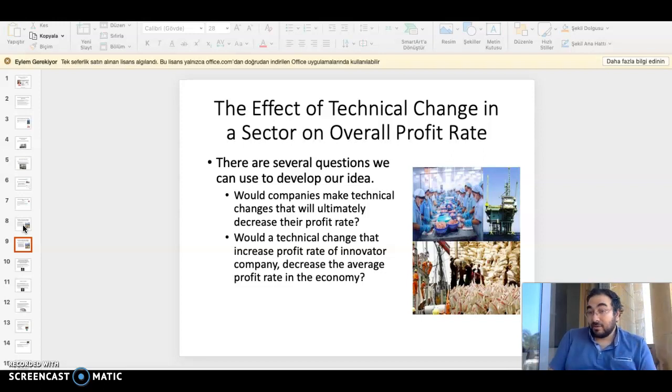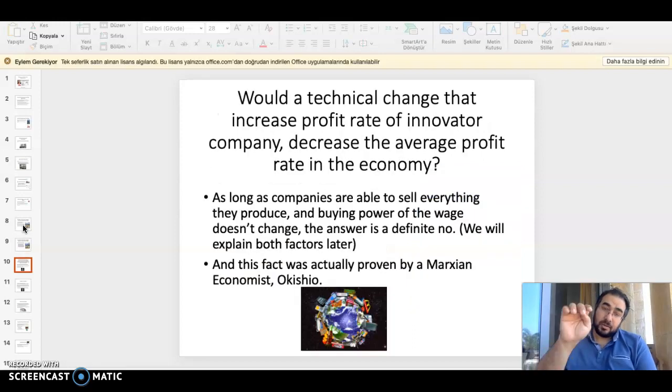We discussed whether this is a possibility. Of course, we have not said this is the case. Well, is this possible? The answer is no, and this no is proven by a Marxian economist, not a different economist. Marxian economist called Okishio, a Japanese economist, by the way, and he says this. Well, there are two different conditions, the important conditions. As long as companies are able to sell everything they produce, so they should not have anything left. As long as buying power of wage doesn't change, so the wage should be able to buy exactly the same amount of consumer products. Well, the answer is a definite no.